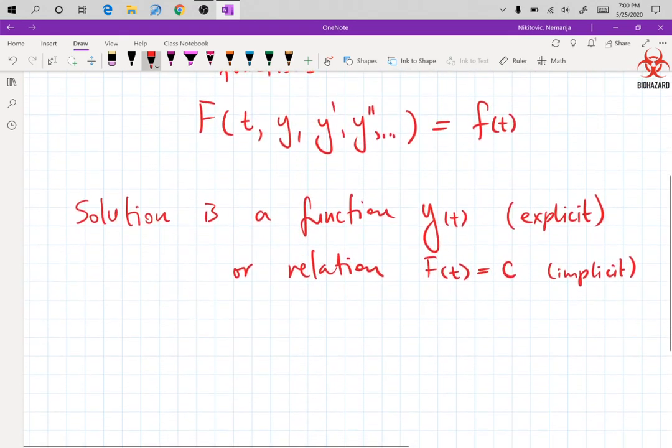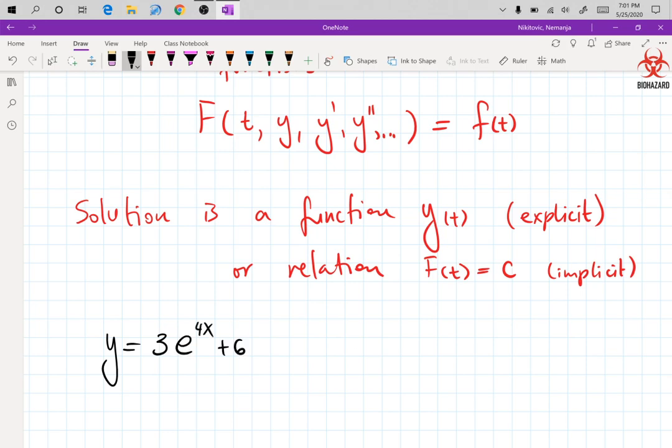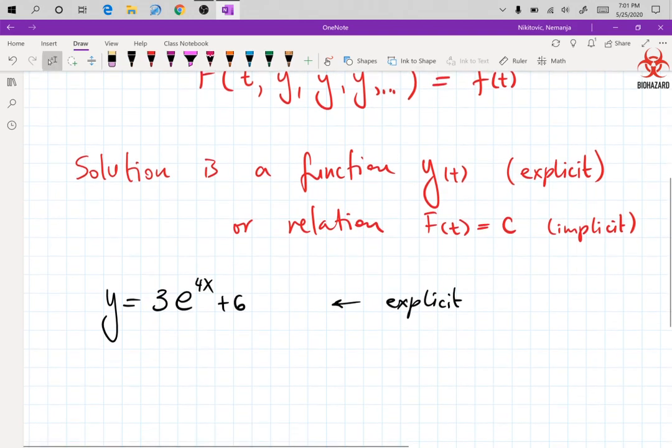Now, for those of you who did not take Calculus 3, you might not understand what I just wrote over here. So let's just quickly say, if I have a solution y equals 3e to the 4x plus 6, this would be called explicit, because we are able to separate y, which is the name of the function, and then x or t or whatever independent variable with all of the things that are happening to those x or t on the other side. So that's explicit. Now, implicit would be the one where you cannot separate them.